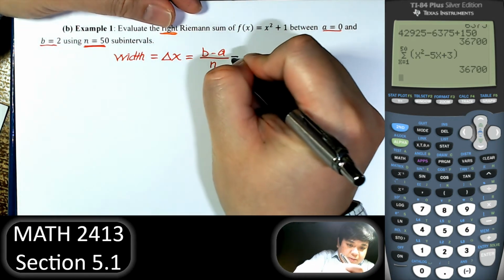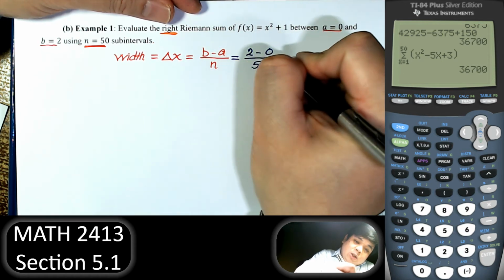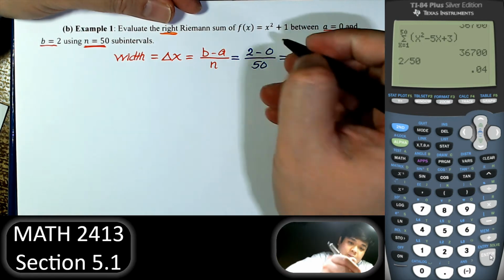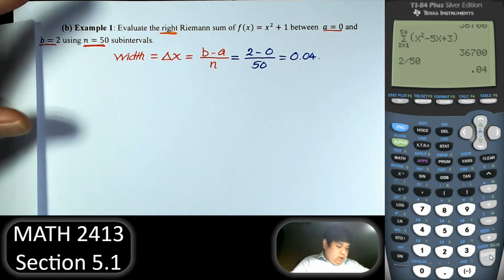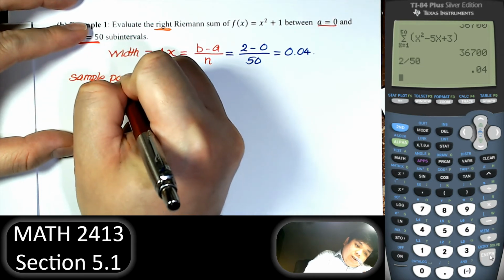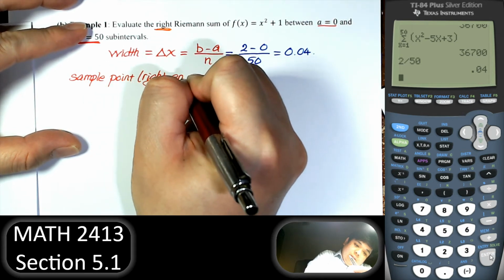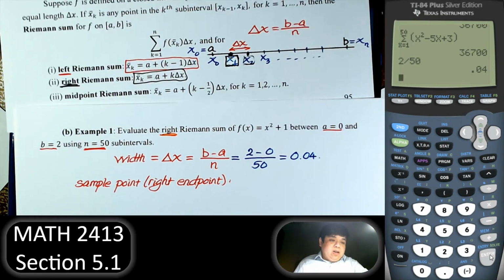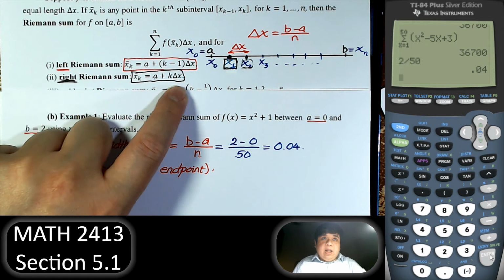In our problem, 2 minus 0 divided by 50, so 0.04. So that's the width. Next, the sample point, and we use the right endpoint. According to the Riemann sum theorem, when we use the right, x of k is equal to a plus k times delta x.